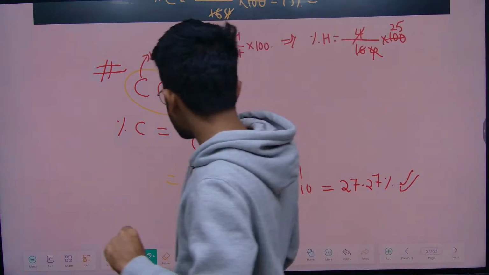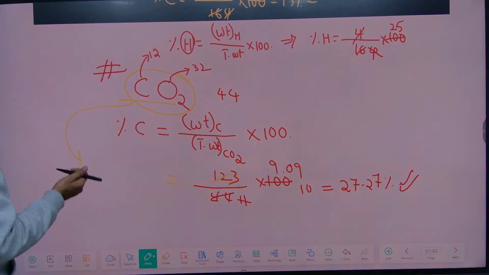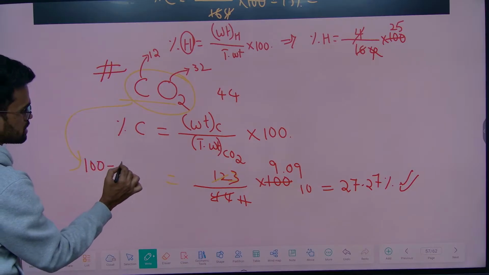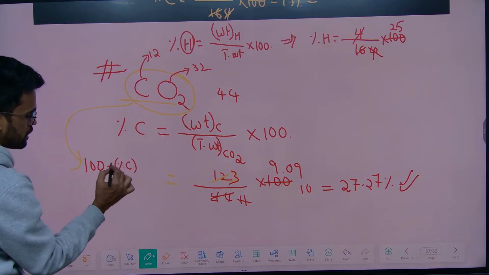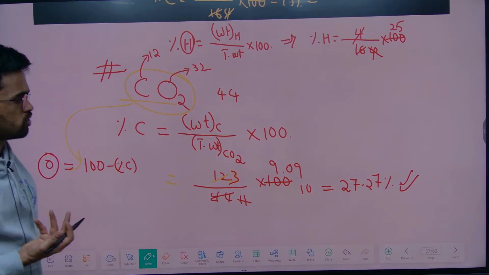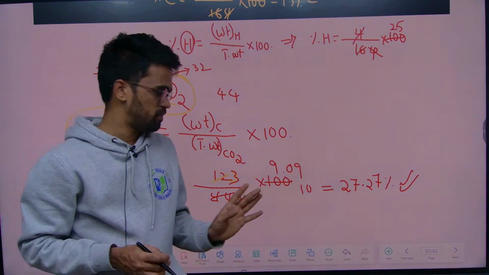We can also do it this way. If I ask what is the percentage of oxygen here, what you can do, total compound percentage is 100, so 100 minus percentage of carbon, if I remove, that gives you the oxygen percentage also, no? So this is also one more way we can do, but the concept should be clear to you. That is the main agenda of this discussion.